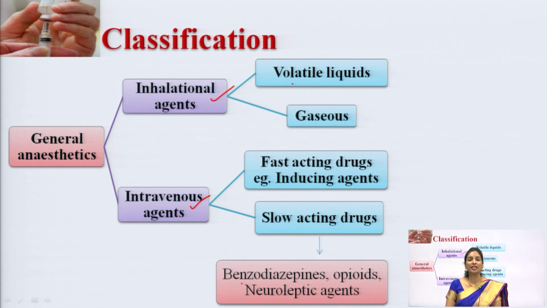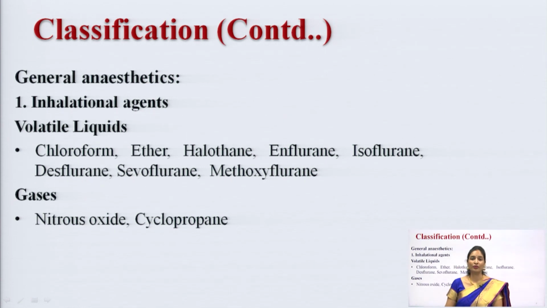So, what is the classification of the general anesthetic drugs? The general anesthetic drugs have been mainly classified into 2 categories. One is inhalation anesthesia and the second one is intravenous anesthesia. Inhalation anesthesia is further classified into volatile liquids and gases. And what about the intravenous anesthesia? It is also further classified into short acting drugs and long acting drugs. The short acting drugs are neuroleptics, benzodiazepines, opioids. We will see the individual drugs here.